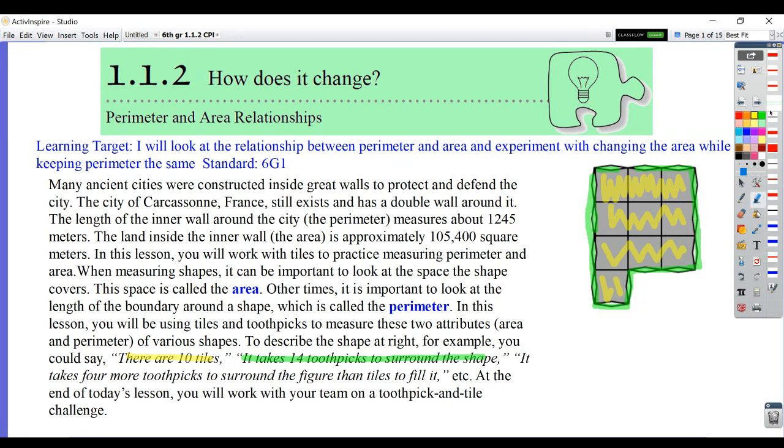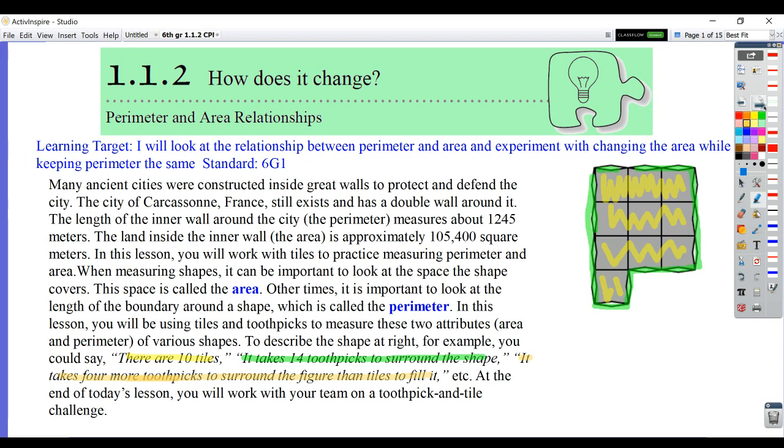They also remind you that you can address the relationship between the tiles and the toothpicks by saying it in this way. It takes 4 more toothpicks, because 14 compared to 10 is 4 more. So it takes 4 more toothpicks to surround the figure than tiles to fill it.